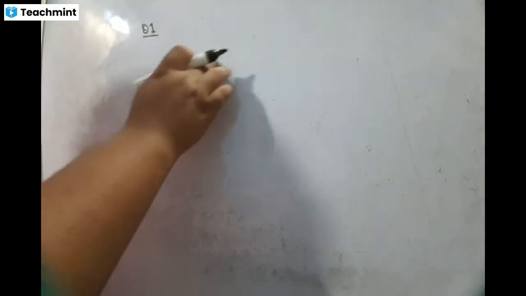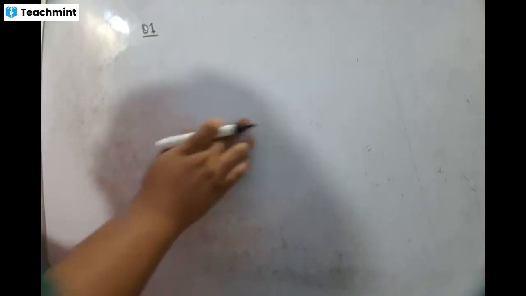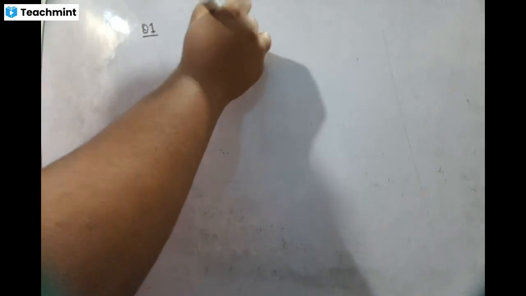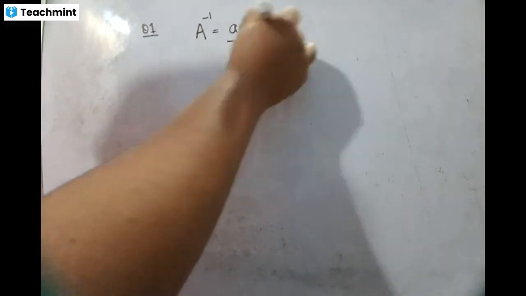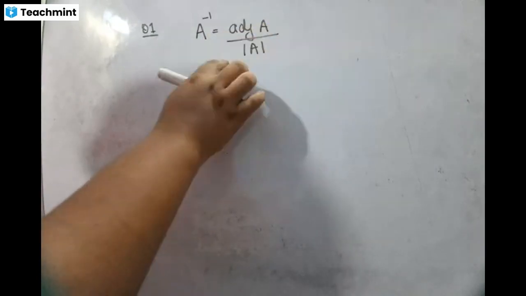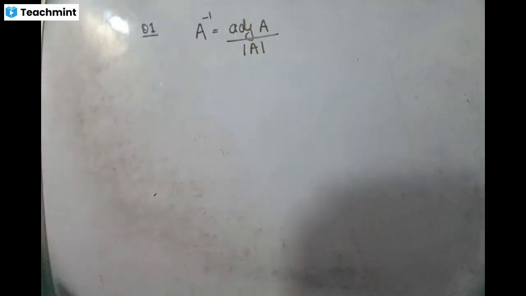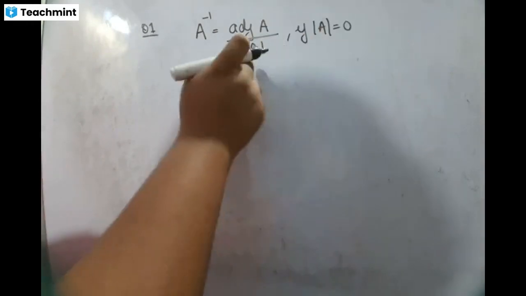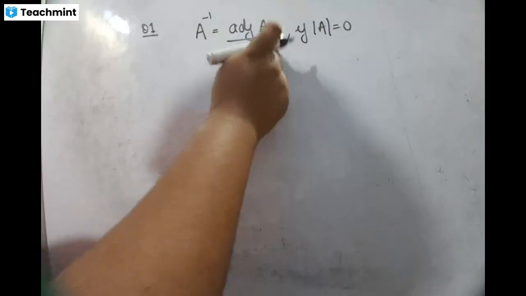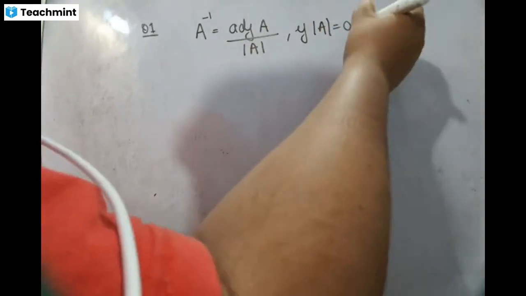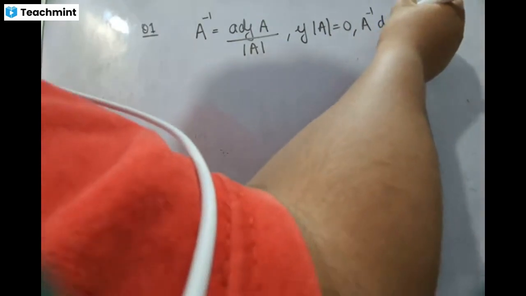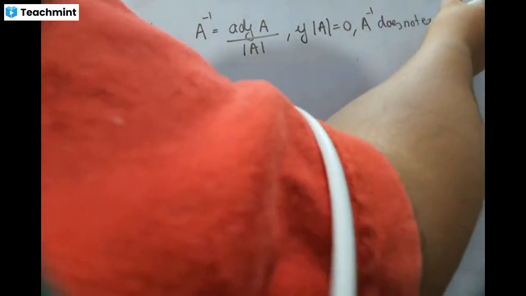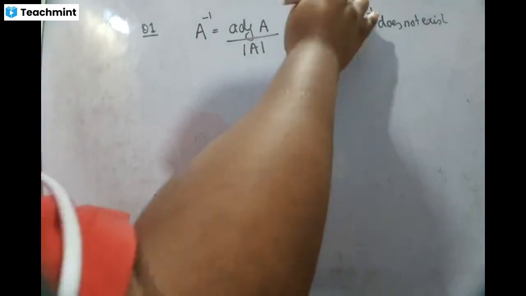So what they are asking us is, what should be the characteristic of A for A inverse to exist? Obviously for that I need to know the formula for A inverse. What is the formula for A inverse? It is adjoint A divided by determinant A. I can write det A or modulus A, which means the same. So from here you can clearly see that if determinant A equals 0, then any number divided by 0 is infinity. So A inverse does not exist. And determinant equal to 0 means singular.